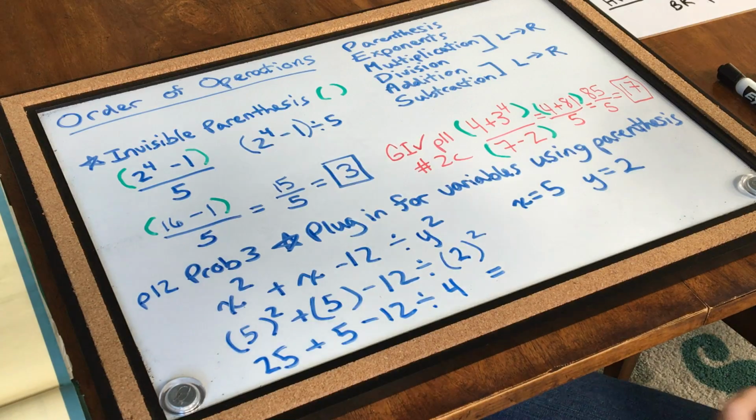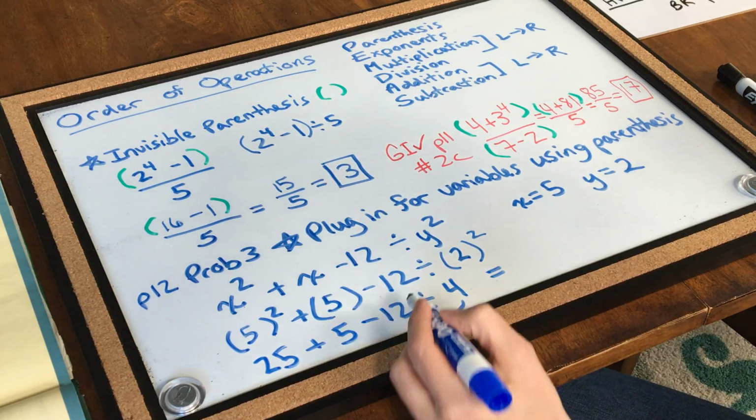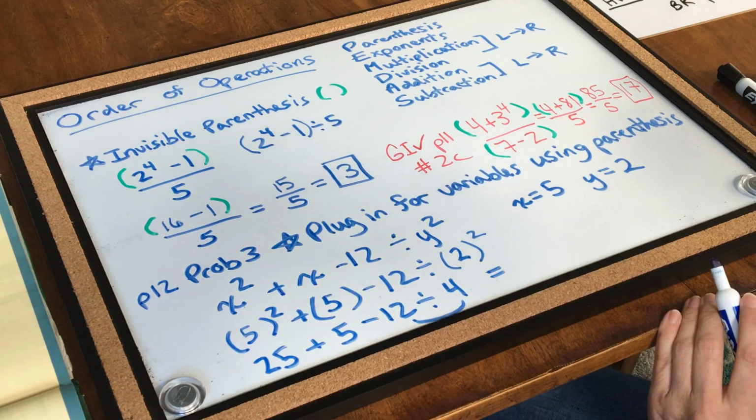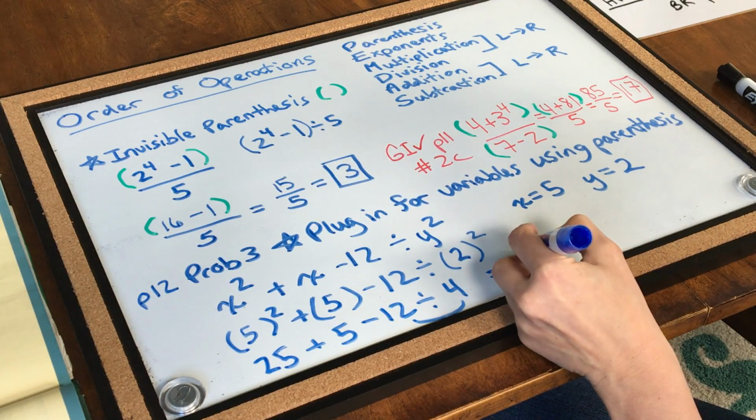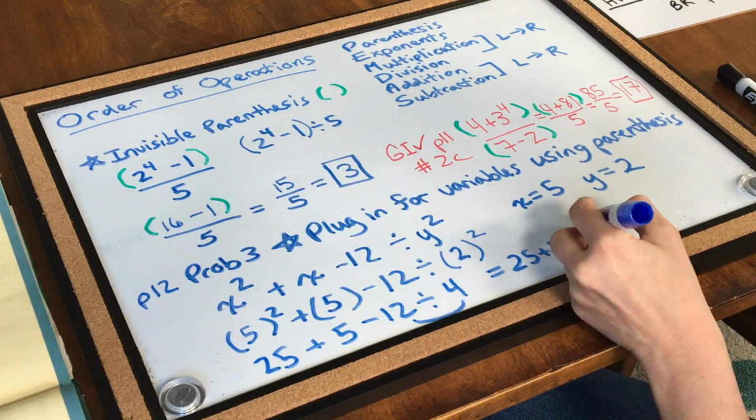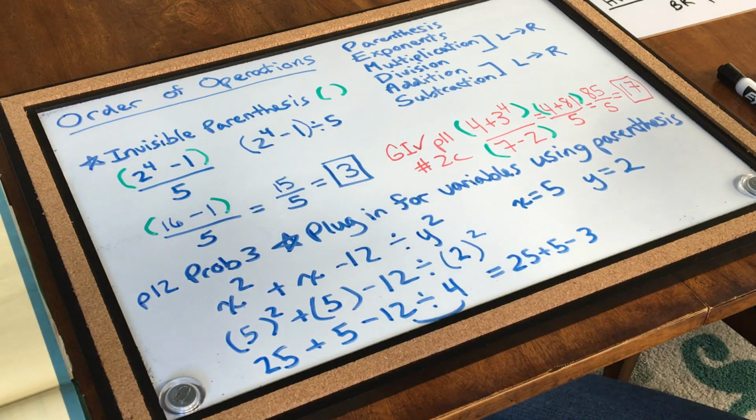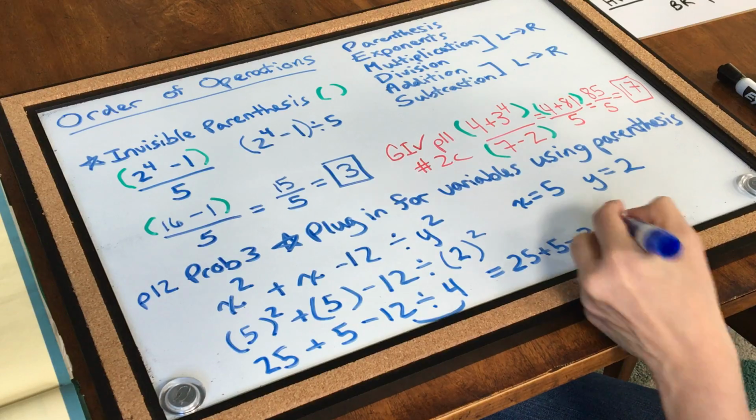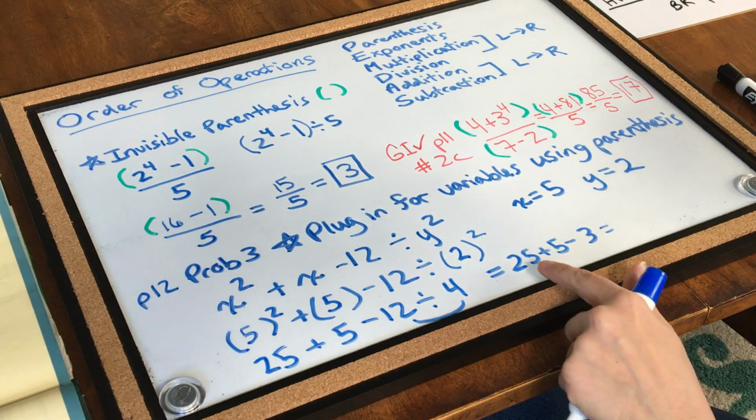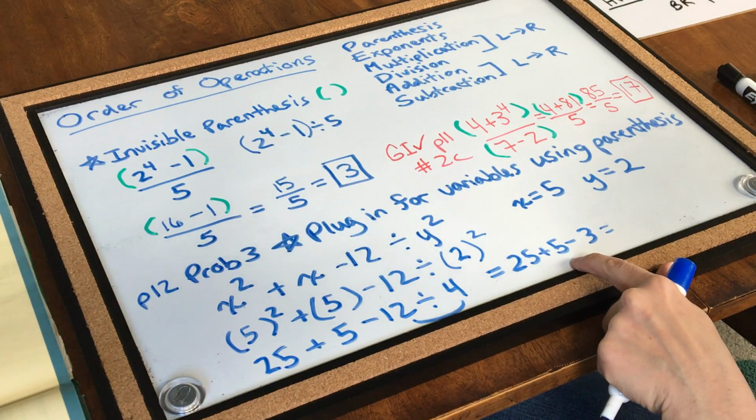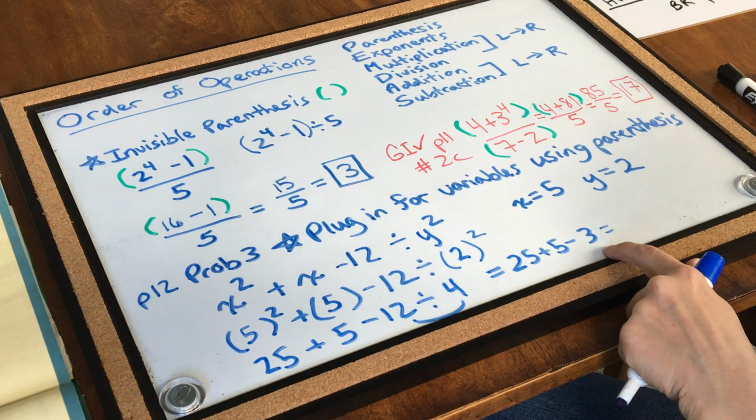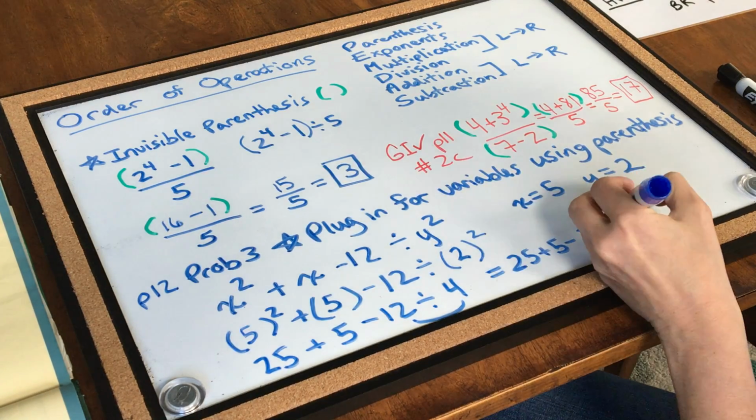Next up, I should do my division. So 12 divided by 4 is 3. So I now have 25 plus 5 minus 3. Don't forget that you had that sign over here. And last but not least, I can finish this up. 25 plus 5 would be 30, and 30 minus 3 is a good old 27.